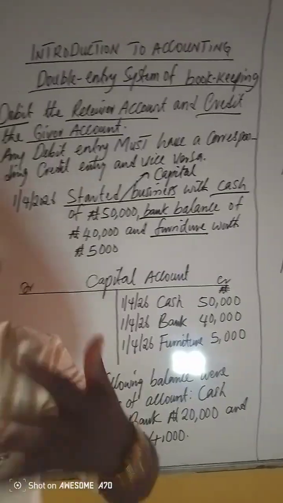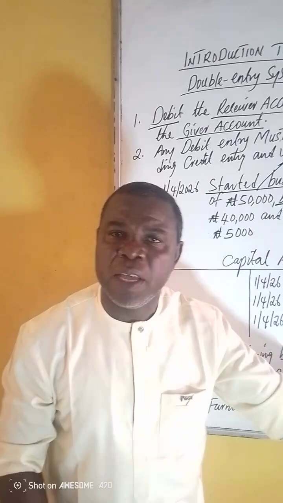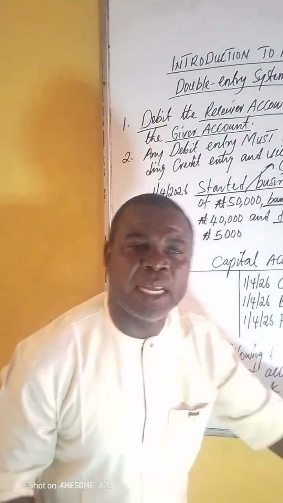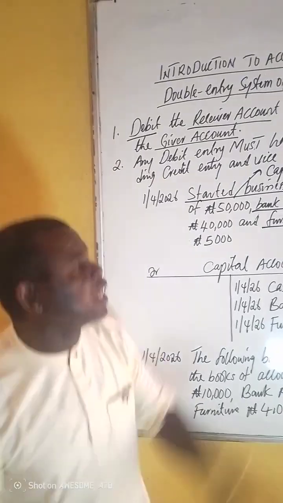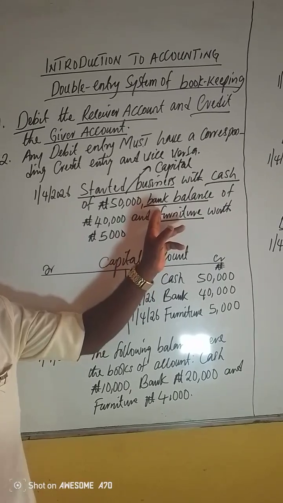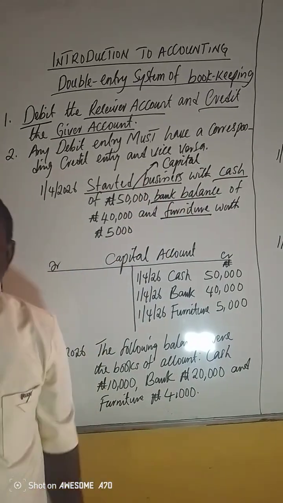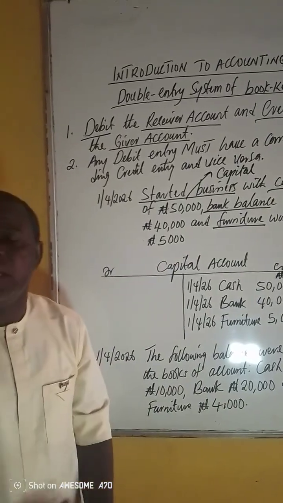Now, what did I say? The receiver account is what we receive, and the giver account is what we give. The owner gives the capital, so capital becomes the giver account. The business is receiving cash, and then cash becomes the receiver account. The business is receiving money in the bank balance, which becomes the receiver account. And the business is also receiving furniture, so furniture becomes the receiver account.